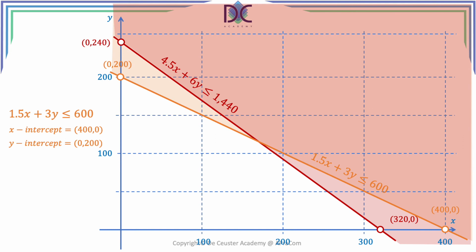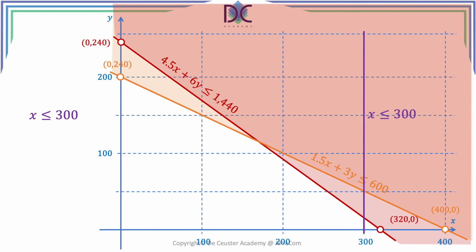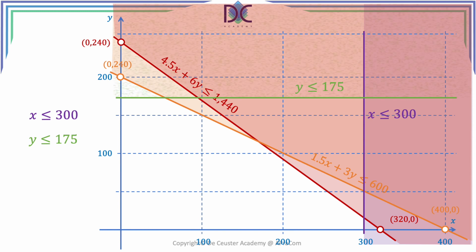So we have everything under the orange line, and that gives us the possibility to find already a less restricted zone. But we still have some conditions to add. X has to be smaller or equal than 300. So we put a vertical line there. Everything that's larger than 300 is not accepted. We put the other condition, y is smaller or equal than 175. So we have this line additionally here.